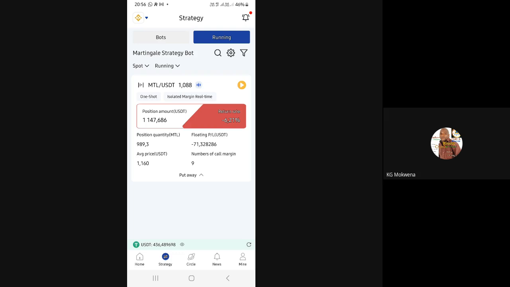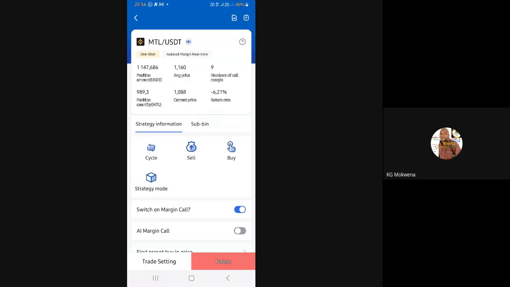Click on the position again. We go to the transaction page to see more information.